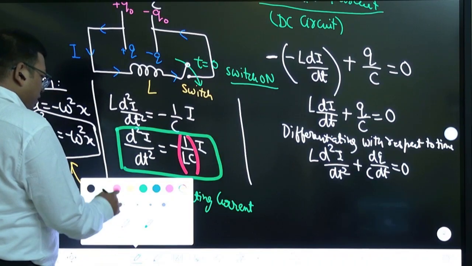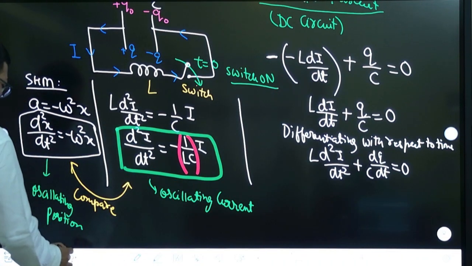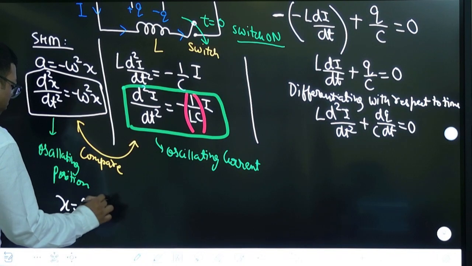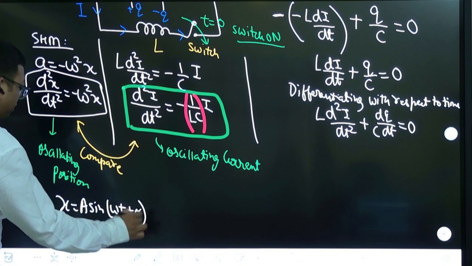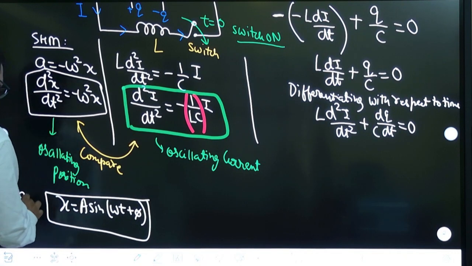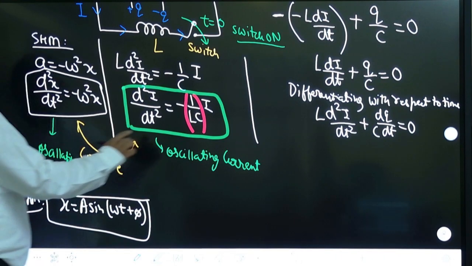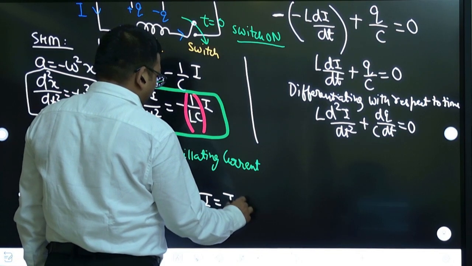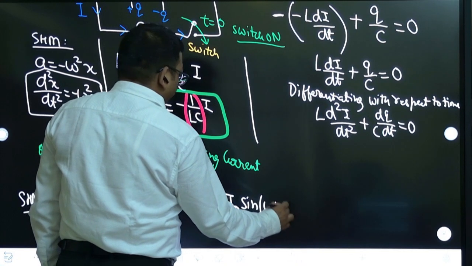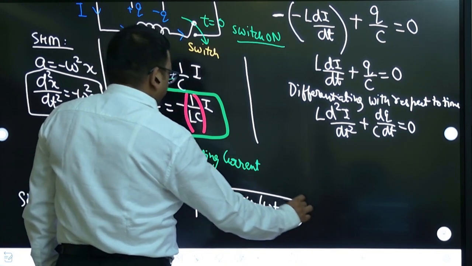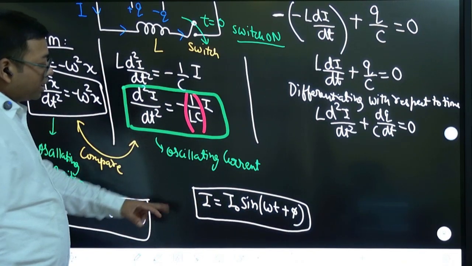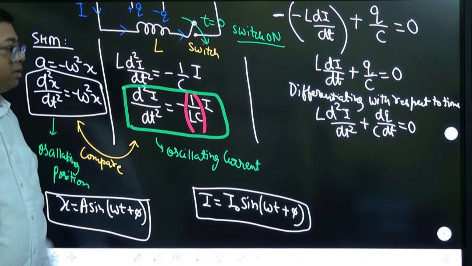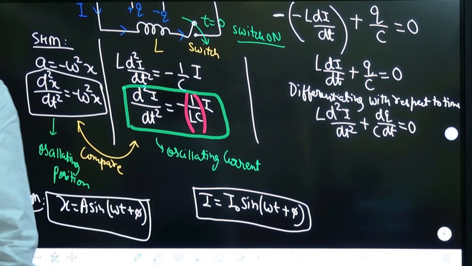So we can directly write the equation. What is the equation of oscillating position in SHM? You know x is equal to a sine omega t plus phi in general. In the same manner, we can write the current equation: I equals I naught sine omega t plus phi. This is also an SHM equation, but the quantity which is varying is current. There, the quantity which varies is position x. Clear? So we can write the current equation like this.